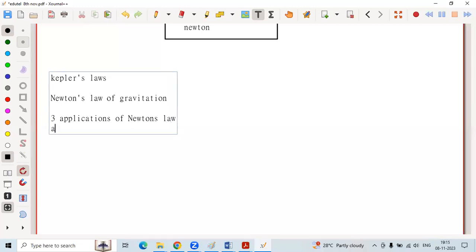As you said, they are gravitational field intensity, gravitational potential energy, gravitational potential. Now G for gravitation. So first part is Kepler's law. Second part is Newton's law of gravitation.